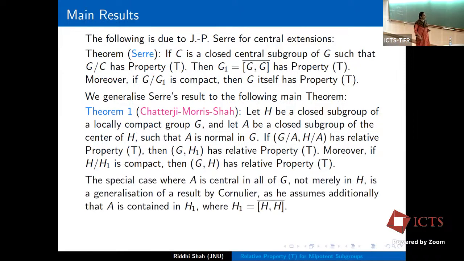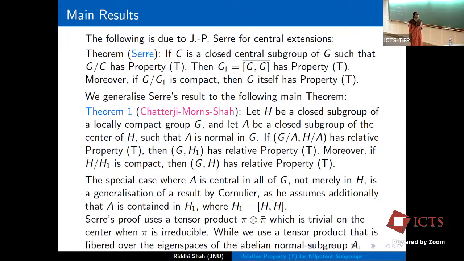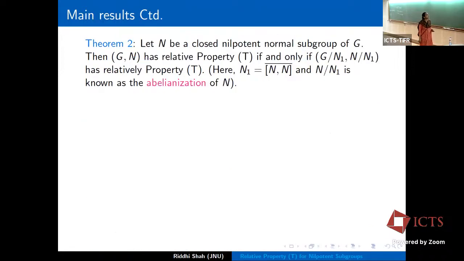So this is a special case where A is central in all of G and not merely in H. The special case where A is central in all of G and not merely in H is a generalization of a result by Cornulier, as he assumes additionally that A is contained in H1, where H1 is the commutator. So Serre's proof uses a tensor product of pi and pi bar, which is trivial on the center when pi is irreducible. You can work with irreducible, it's enough. While we use a tensor product that is fibered over the eigenspaces of the abelian normal subgroup A, because A is not central in G. And this is derived from there.